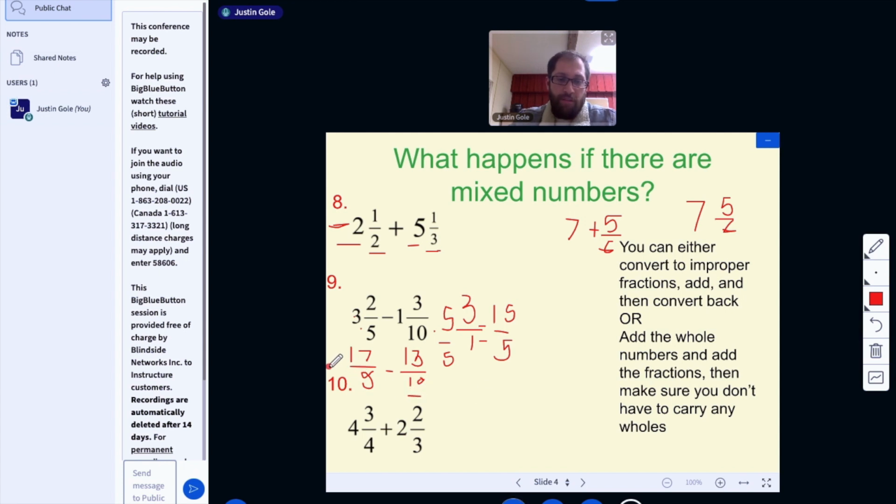So 17 over 5 times 2 over 2, because that is what makes this 10, is 34 over 10 minus 13 over 10. And what we're going to get here on the bottom, what you hopefully got before me, 34 minus 13 is 21. Blackjack. All right.